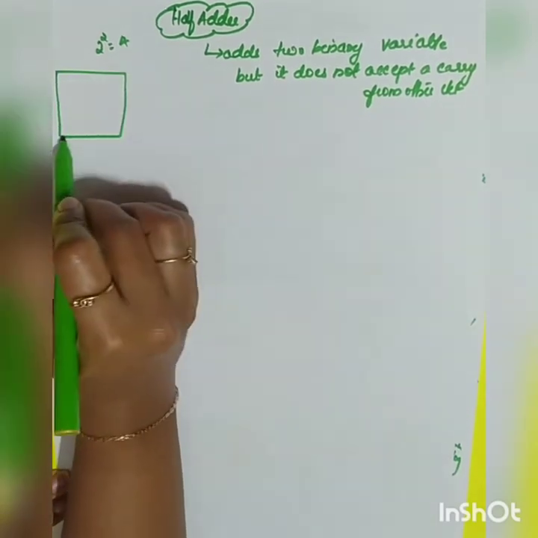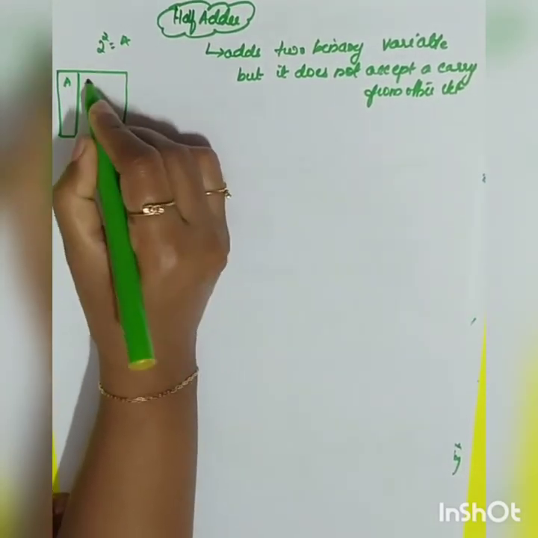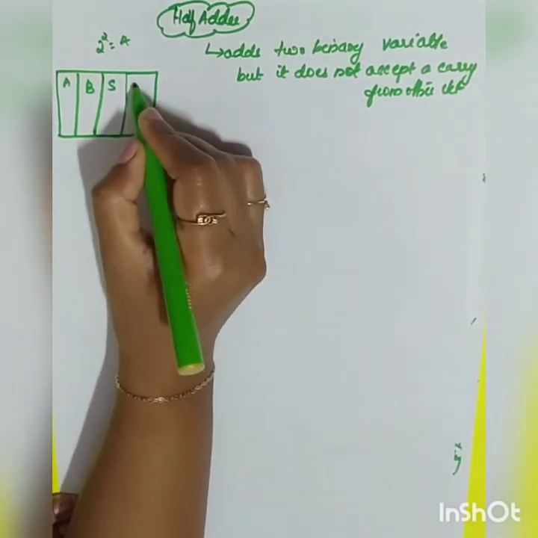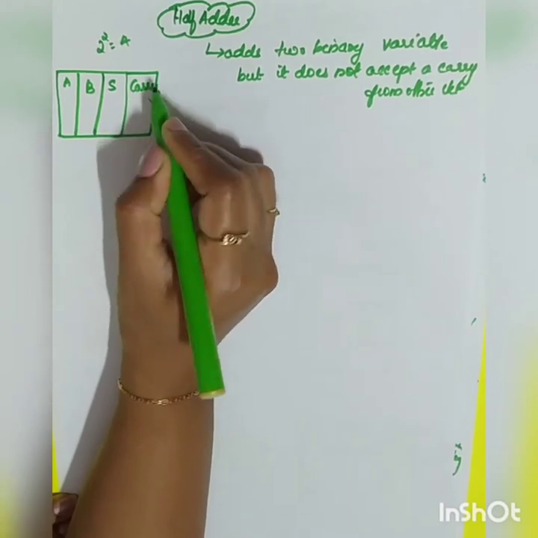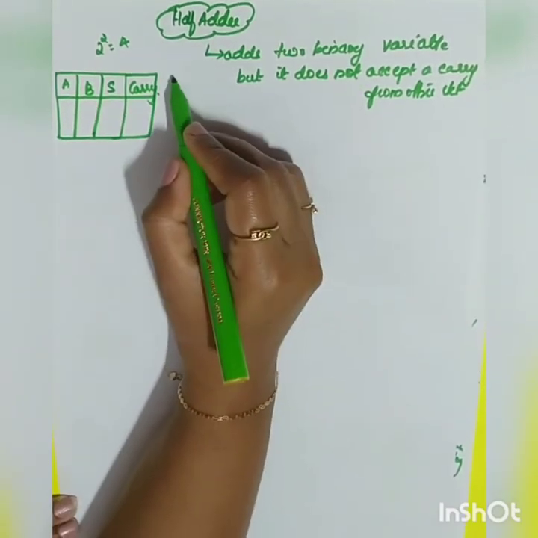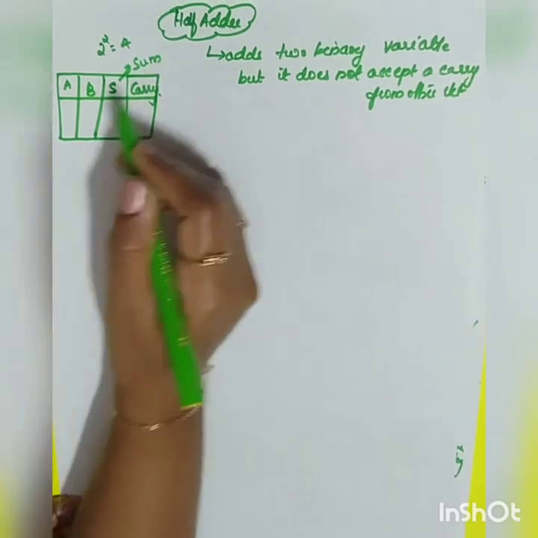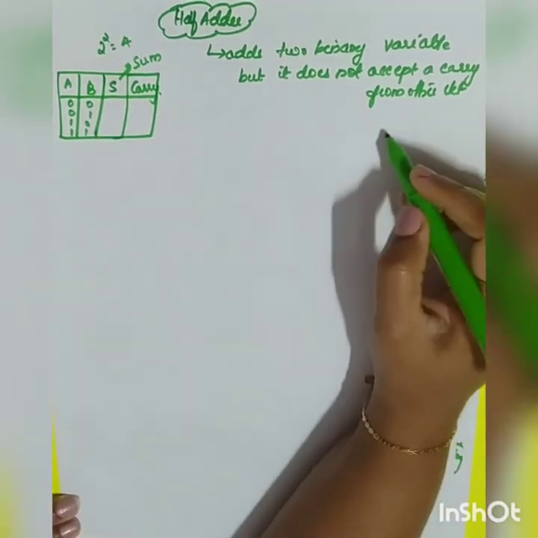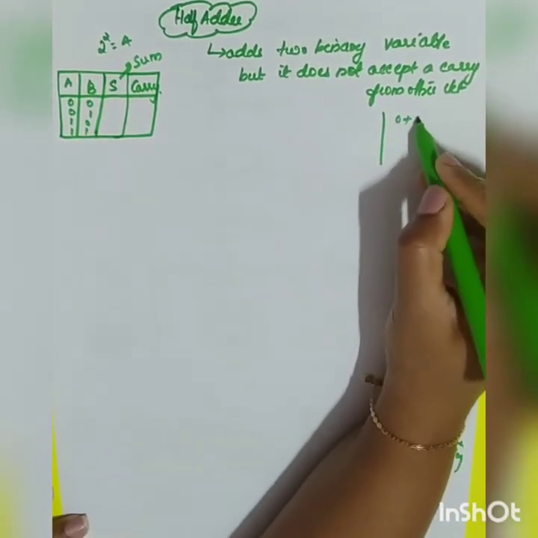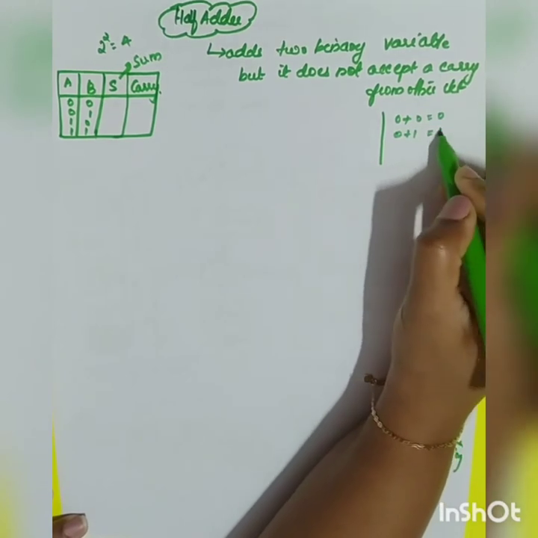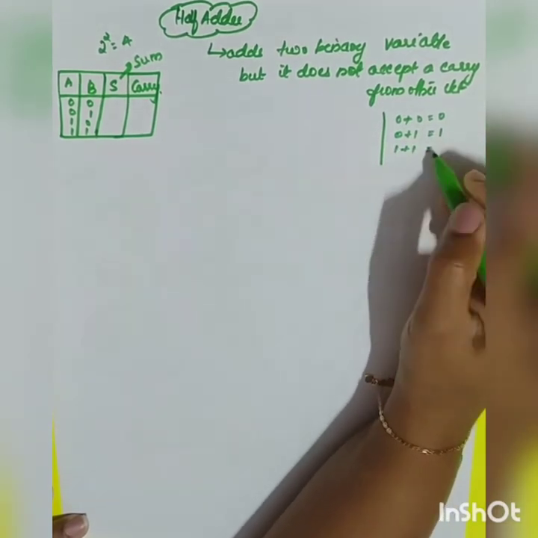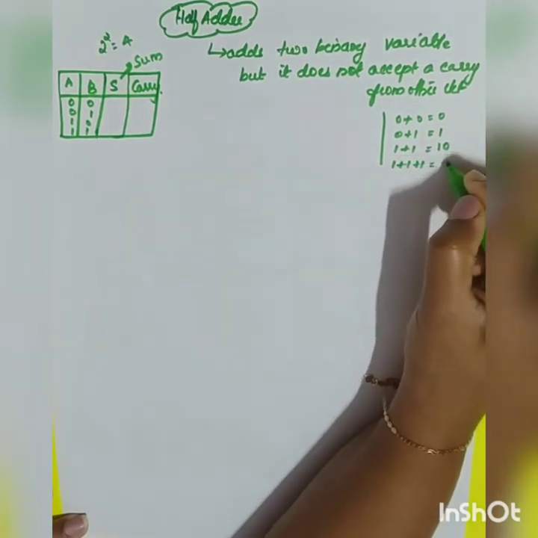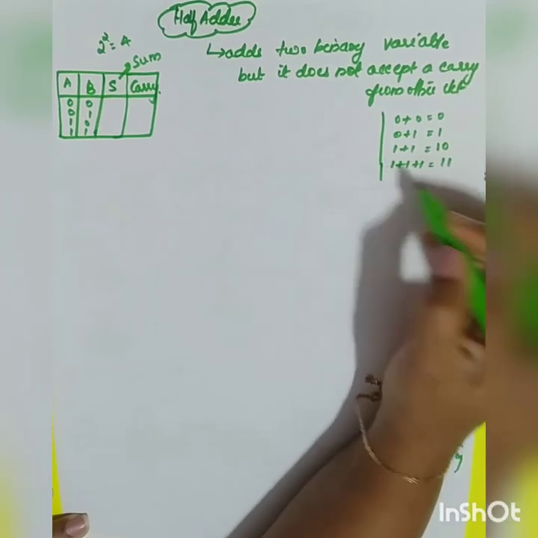So what will be the truth table of your half adder? A, B, then a sum, and next one will be your carry. S stands for sum and C stands for carry. The combinations are 00, 01, 10, 11. So you know binary addition, right? 0 plus 0 is 0, 0 plus 1 is 1, 1 plus 1 is 2, binary equivalent is 10, and 1 plus 1 plus 1 is 3, binary equivalent is 11.